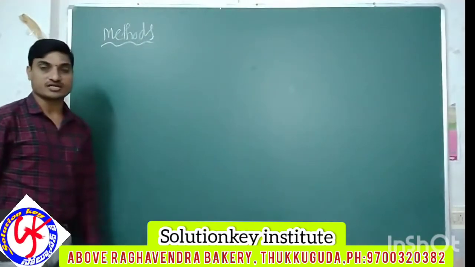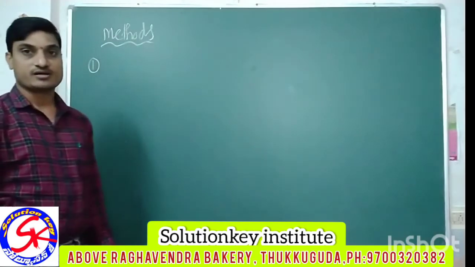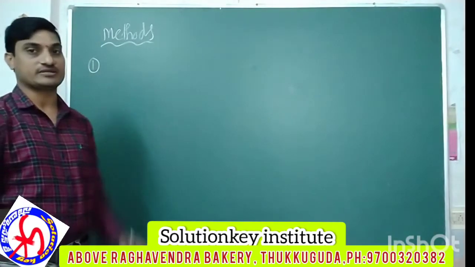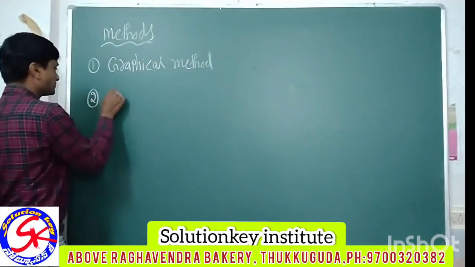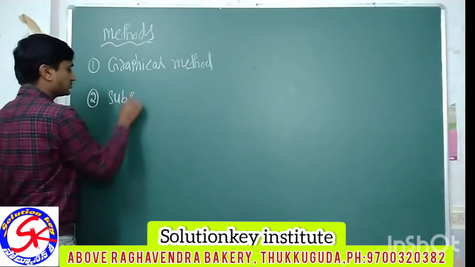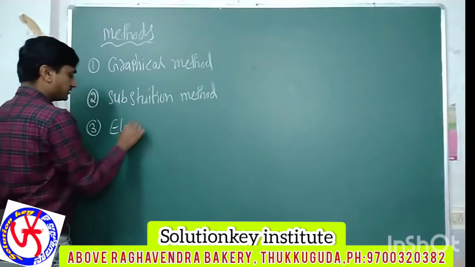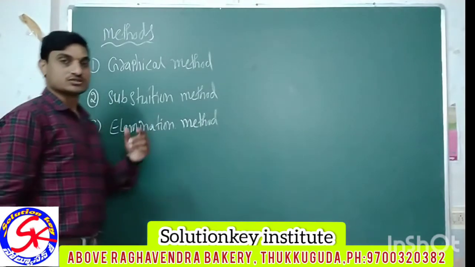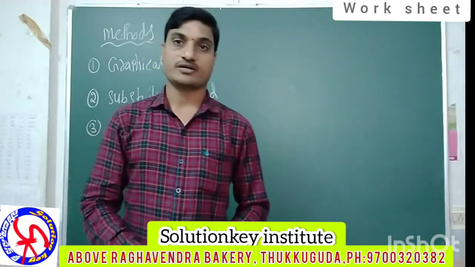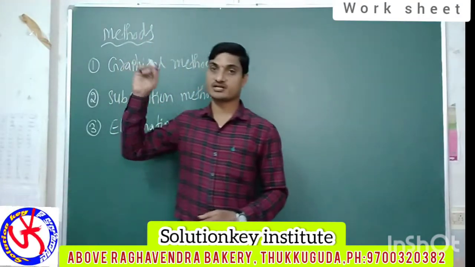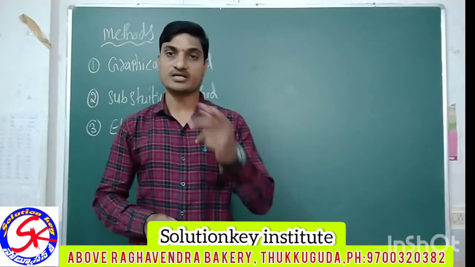There are different types of methods. First method is the graphical method. Second method is the substitution method, and third method is the elimination method. In this fourth chapter we have only three methods. In those three methods, the first method is the graphical method. In the graphical method, you can draw the graph for the linear equations.